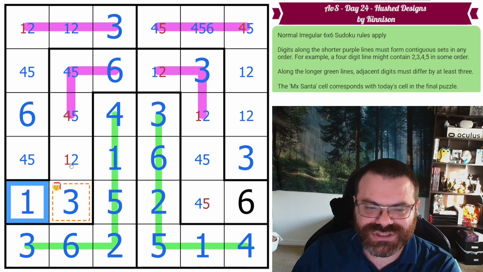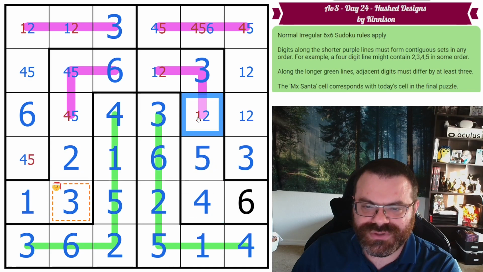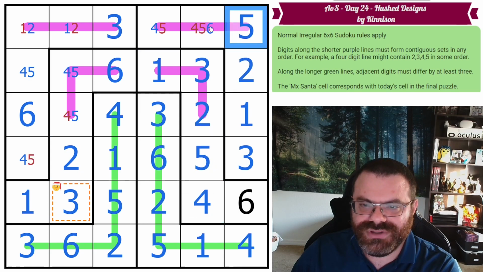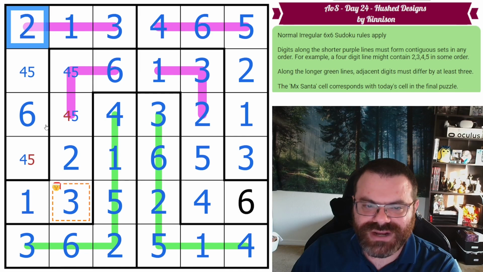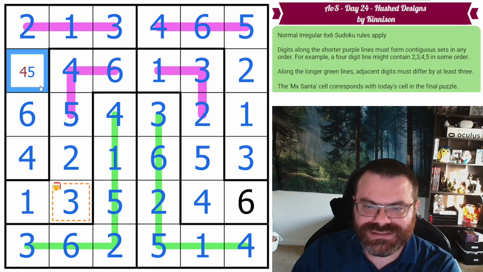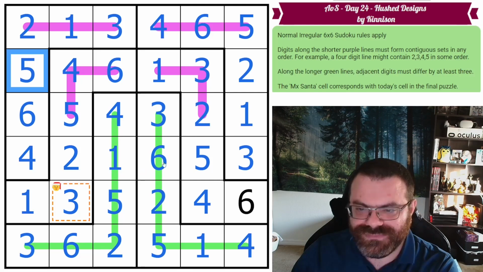And then the rest of this should just resolve from normal Sudoku. Just plunk the digits that are not red. All right, and there we go. We are done. 4 minutes 12.